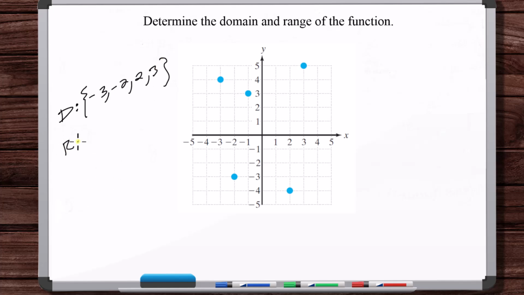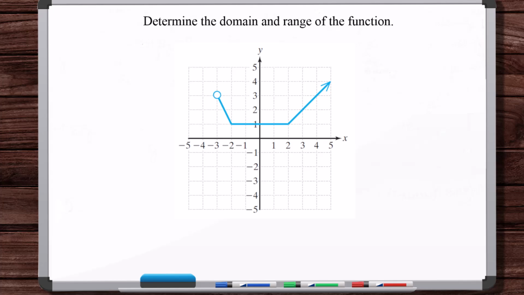Now, what's the range? All the possible outputs. Let's see, we've got minus 4, minus 3, 3, 4, and 5. That's the range. Okay, here, this is more of like an equation type situation, where there's an infinite number of ordered pairs here, but we can still state what the domain and range is using interval notation.